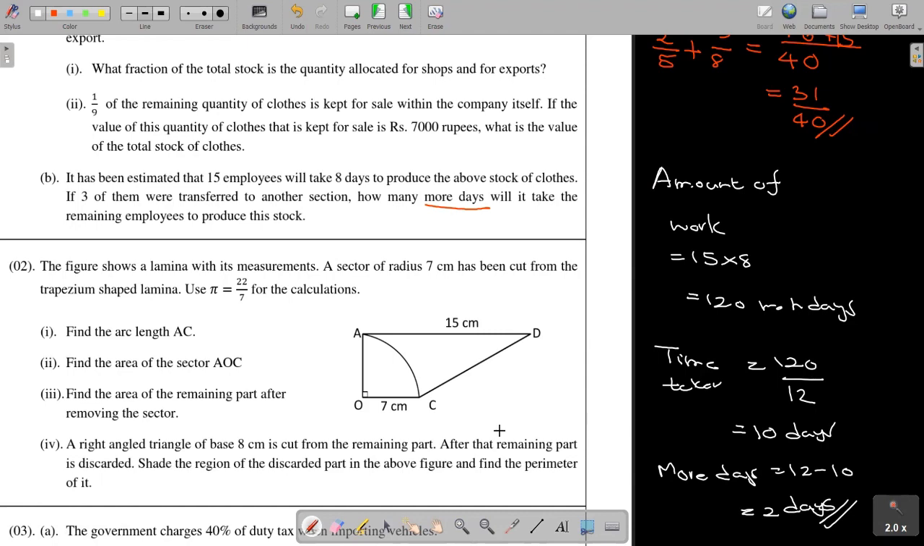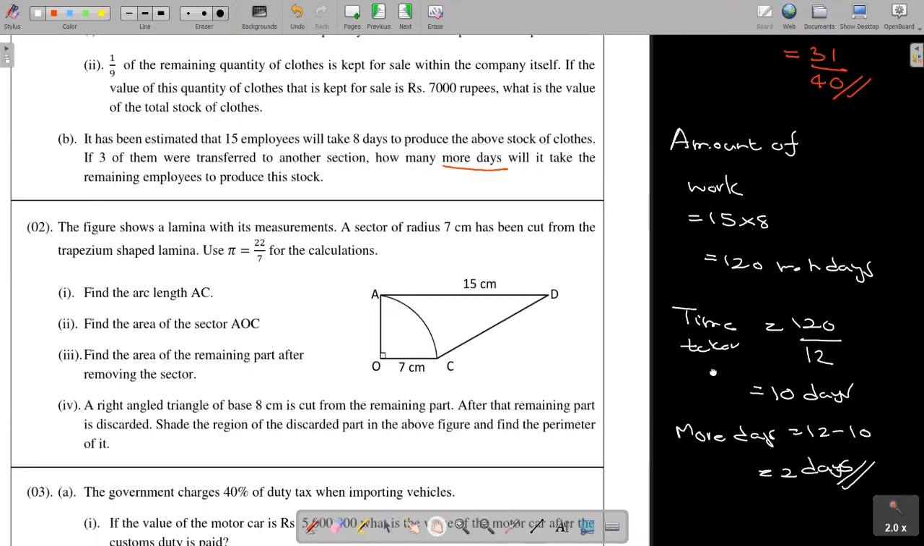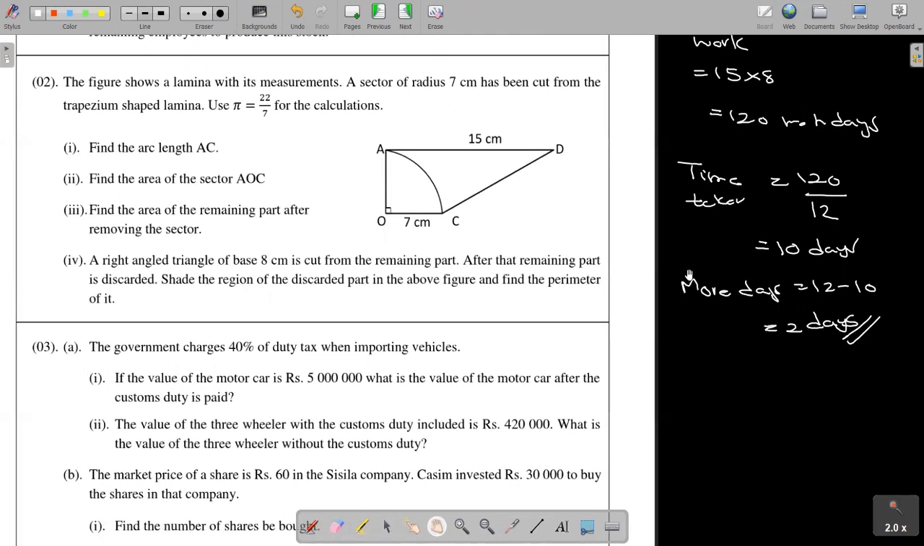That's all. The figure shows a lamina with this measurement. A sector of radius 7 has been cut from the trapezium shaped lamina. Right. 15 they have given. Find the arc AC. So for a circle, 2 pi r. This is 90 degrees. So this is 1 over 4. 2 times 2, 7 to 7. So arc length is 22 divided by 2, 11 centimeters.